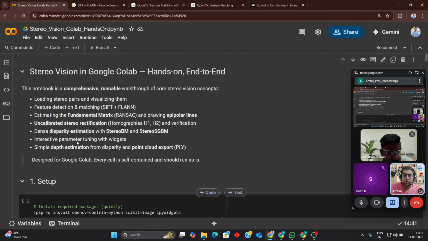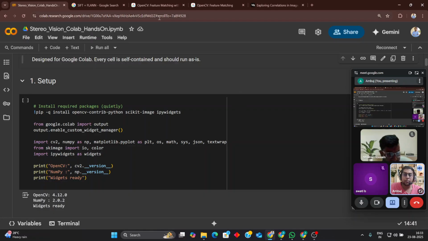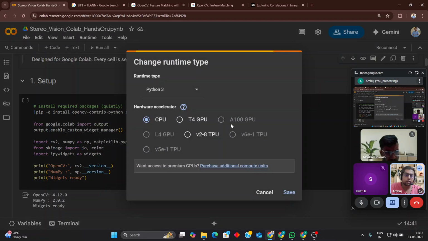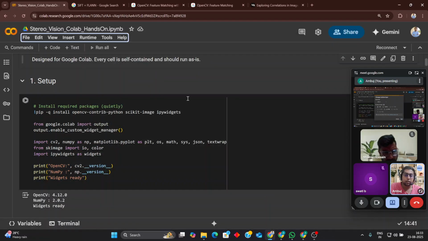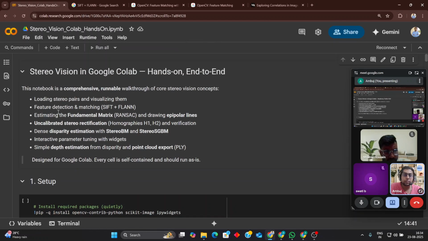Similar to the previous one, first of all I have made the setup. First of all I'll see the runtime. Runtime is CPU. I'll save it, then try to run the first cell. If it is connected, no, it is not connected. I'll try to reconnect. First of all, let me connect to a runtime.